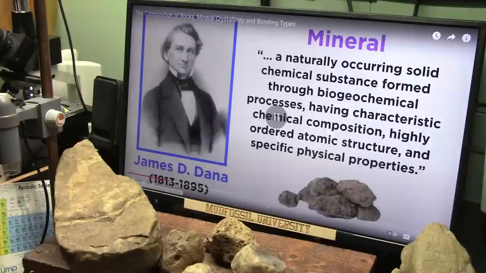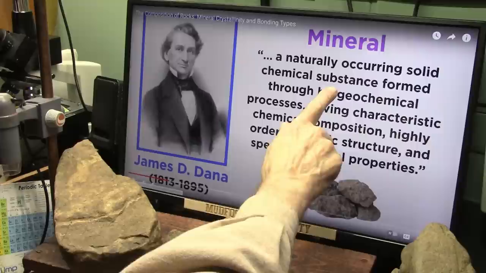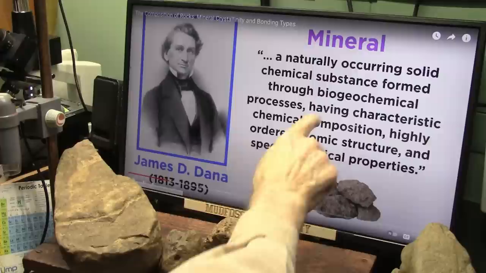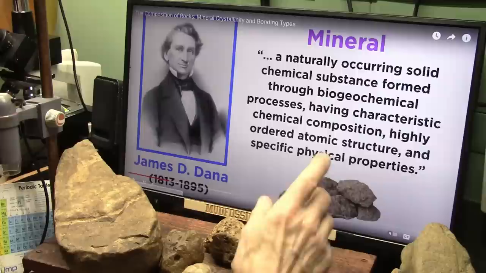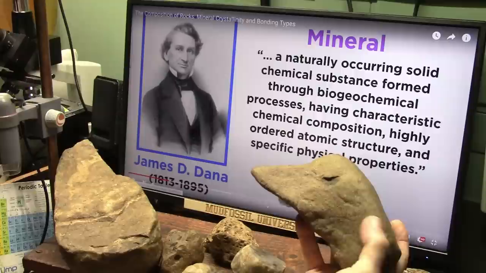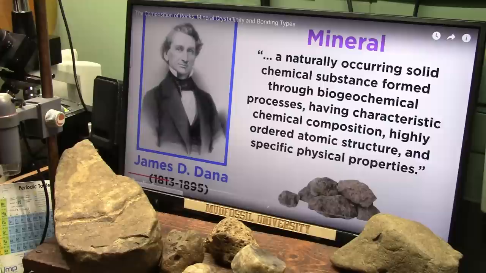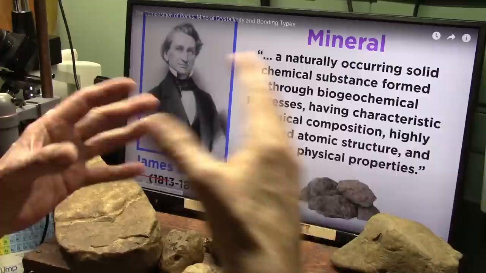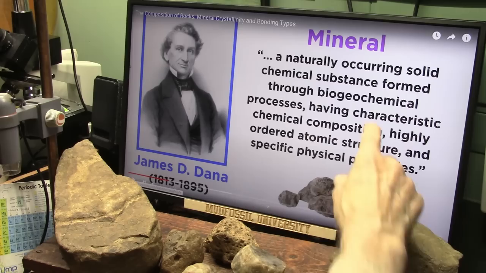What did they remove? B-I-O. They are now geochemical processes. Well, he knew that they were from biology. Biogeochemical processes. And what is characteristic composition? Well, feldspar. One of the main things in the whole earth is feldspar. And it is, as I probably have already told you, collagens that have bonded with aluminum silicates. The chemical composition, aluminum silicates, characteristic is feldspar.